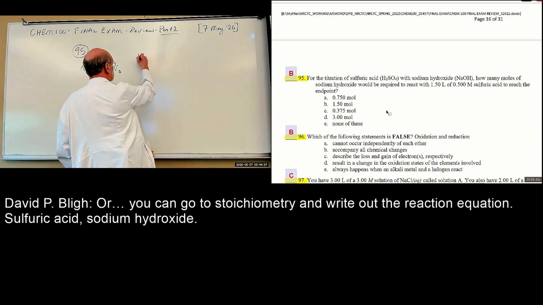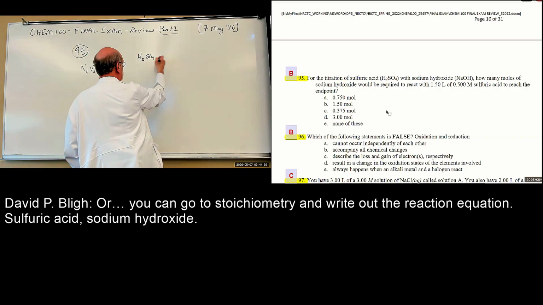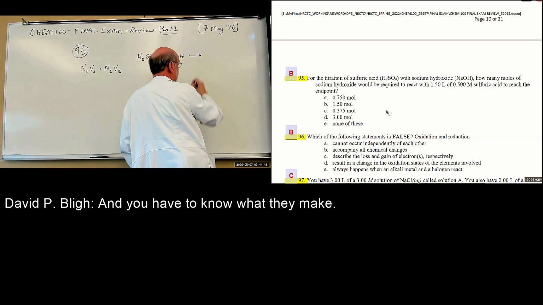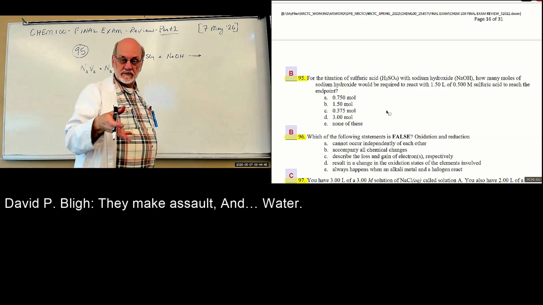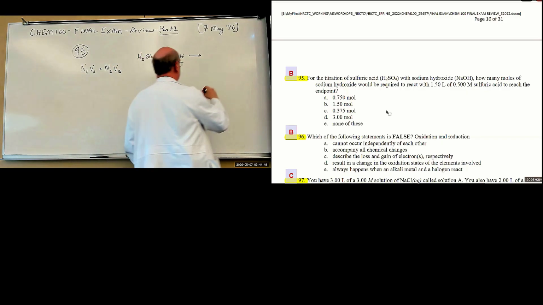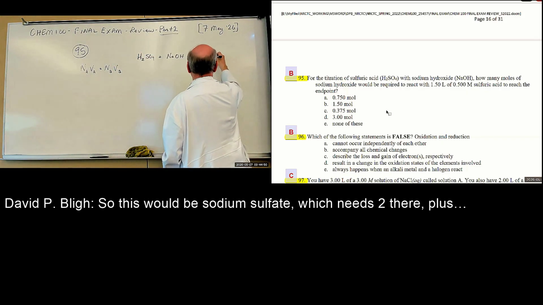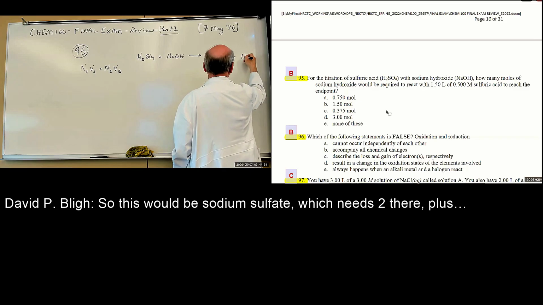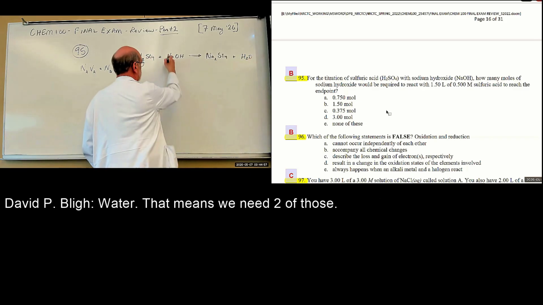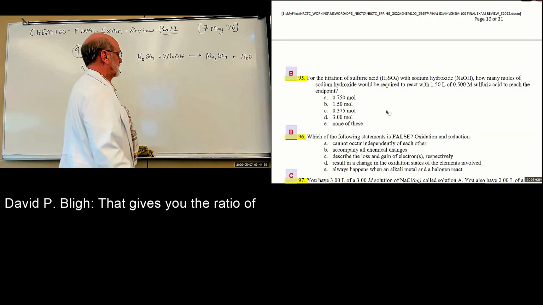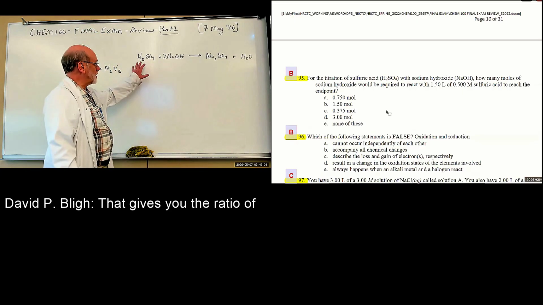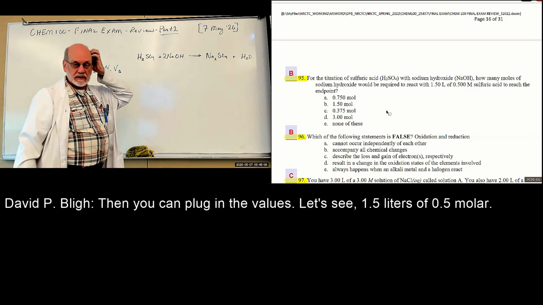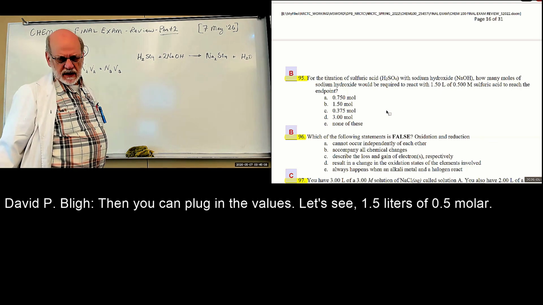Sulfuric acid, sodium hydroxide, and you have to know what they make. They make a salt and water. So this would be sodium sulfate, which needs 2 there, plus water. That means we need 2 of those. That gives you the ratio of moles of sulfuric acid to moles of sodium hydroxide. Then you can plug in the values.